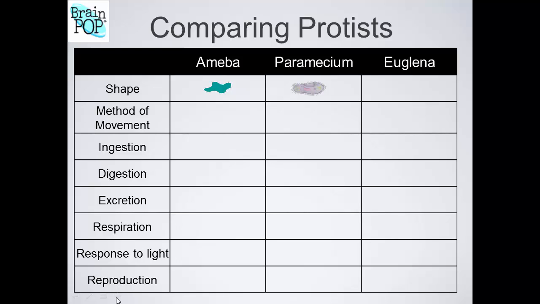How about the euglena? Billy? It's like a little leaf. It looks like a leaf, like a grain of rice maybe?